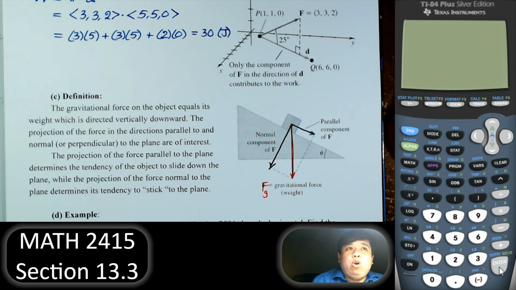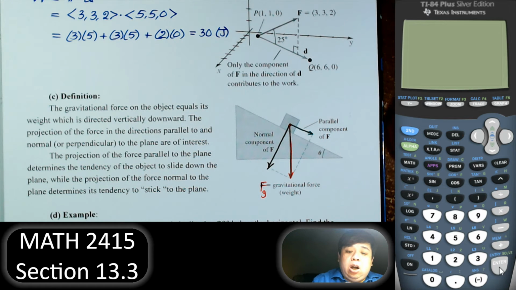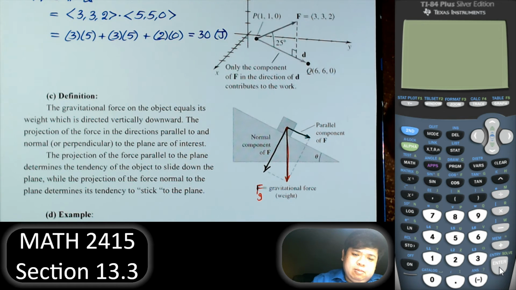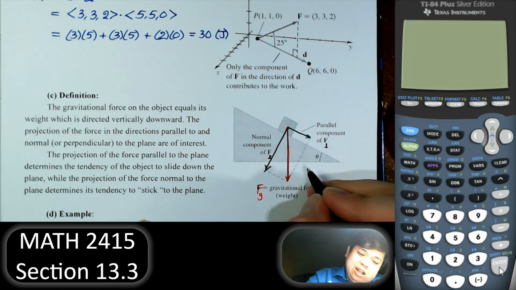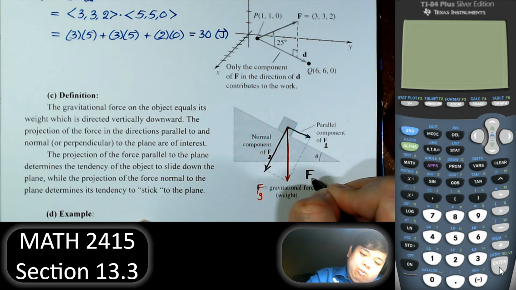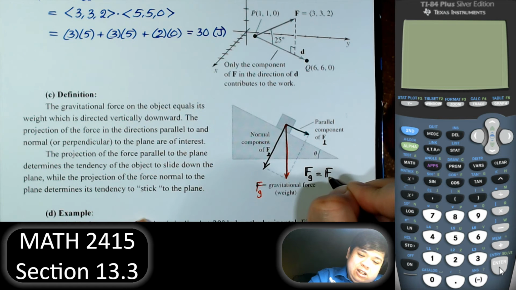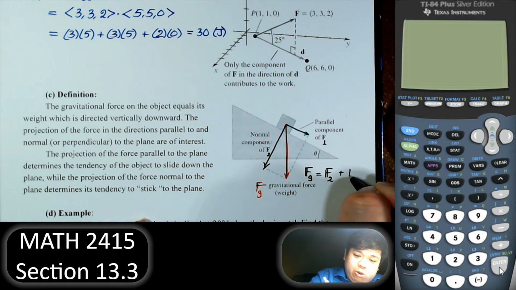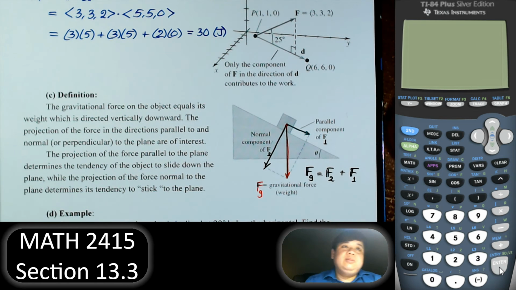Of course, we can use orthogonal projection. We project this onto this or that, but we can just use the angle and use cosine and sine. That will be a lot easier. Notice the parallel component of F, let's just say this is F1 and this is F2. So we say the gravitational force is equal to the force normal to the plane, plus the force parallel to the plane, in vector form.